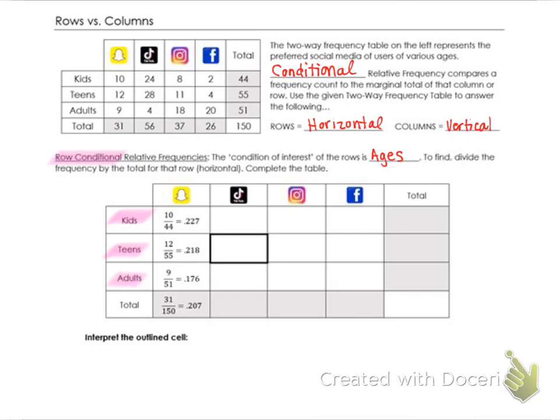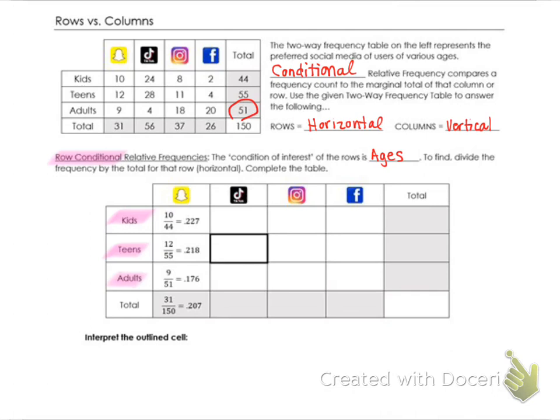Okay, so how do we do this? We are going to divide the frequency by the total for that row. So if you look, the total for kids was 44. It was up here, the 44. How many adults and teens? Teens was 55. So that's going to be our denominator for all of the teens. That would be right there. And then how many are we going to have for adults? 51. So all your denominators should be 51.